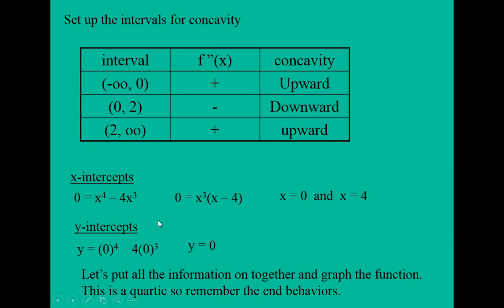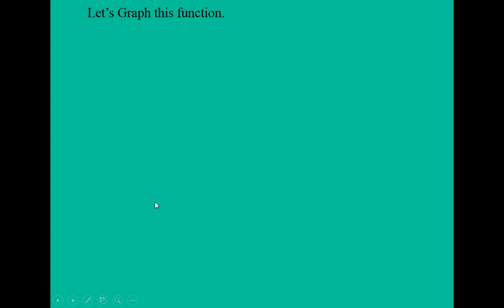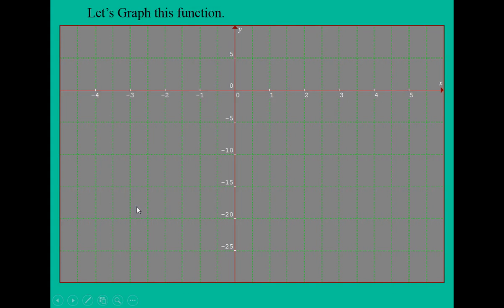Now, hopefully you have all of this information recorded on a sheet of paper so you can see how it matches up to our graph. We'll try to summarize it as we go through the graph. So first, we have our y-intercept at (0, 0). We had an x-intercept at 4 and at 0. It was a multiplicity of 3 at 0. So when we draw the graph, we'll keep that in mind.